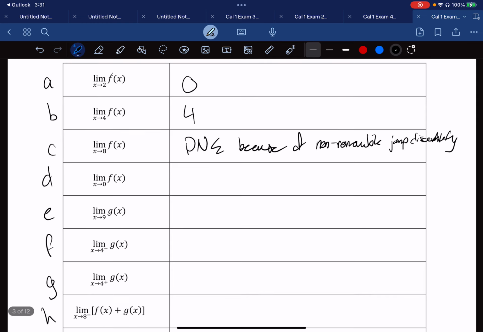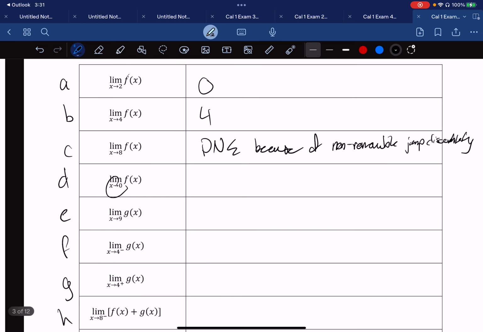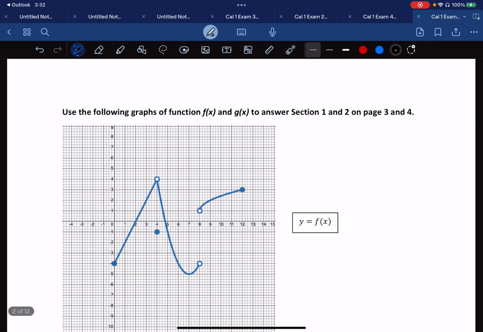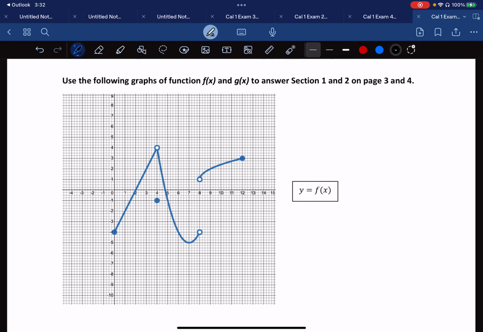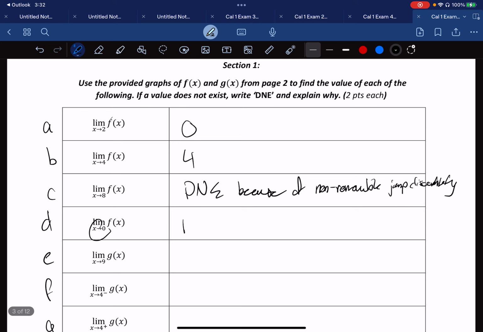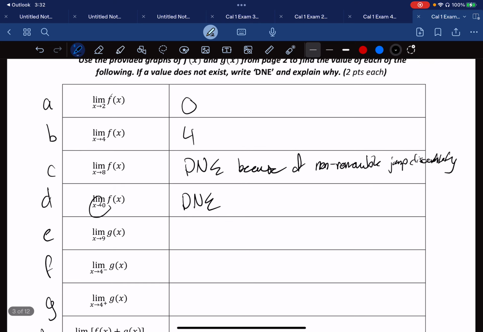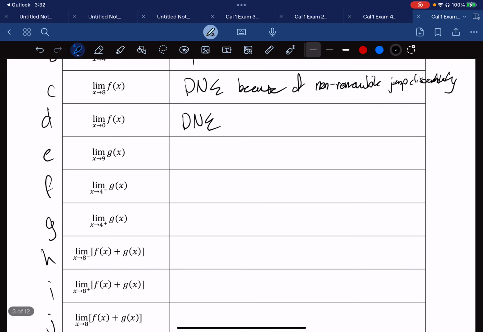Awesome. Alright, so as x approaches 0 for f of x, there's nothing coming from the left side, there's only something coming from the right side, so this one also does not exist. So now it looks like we're changing up the functions. It's going to be g of x, so we have to make sure we look at the right graph.